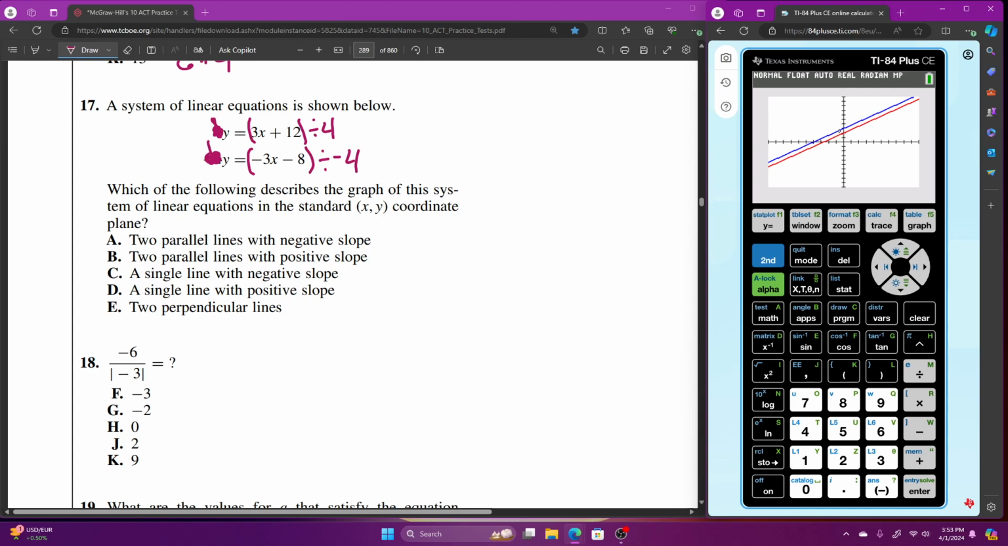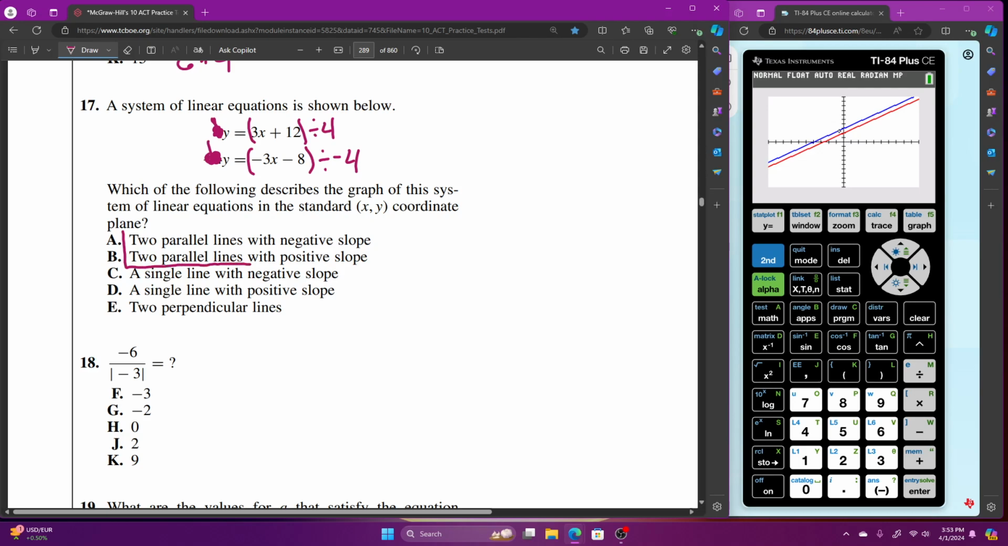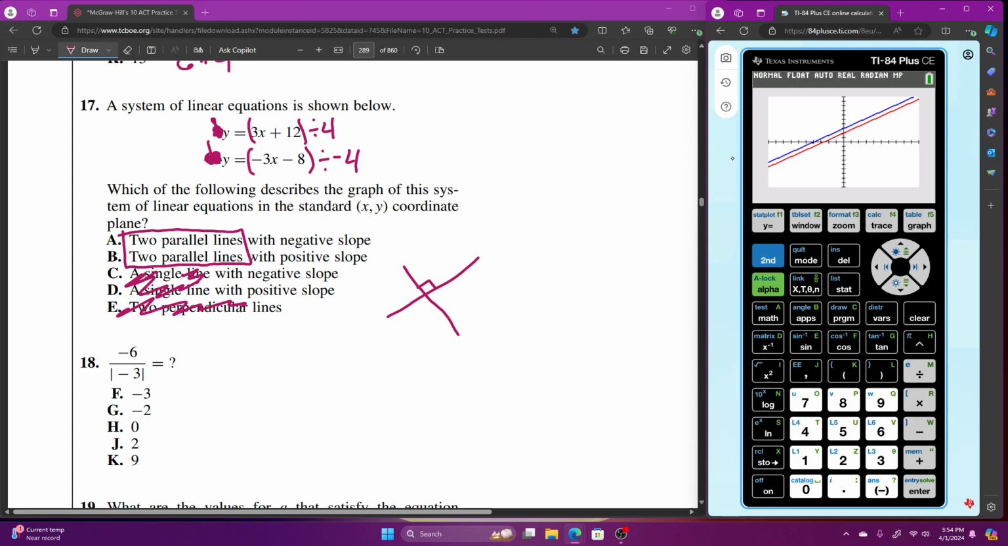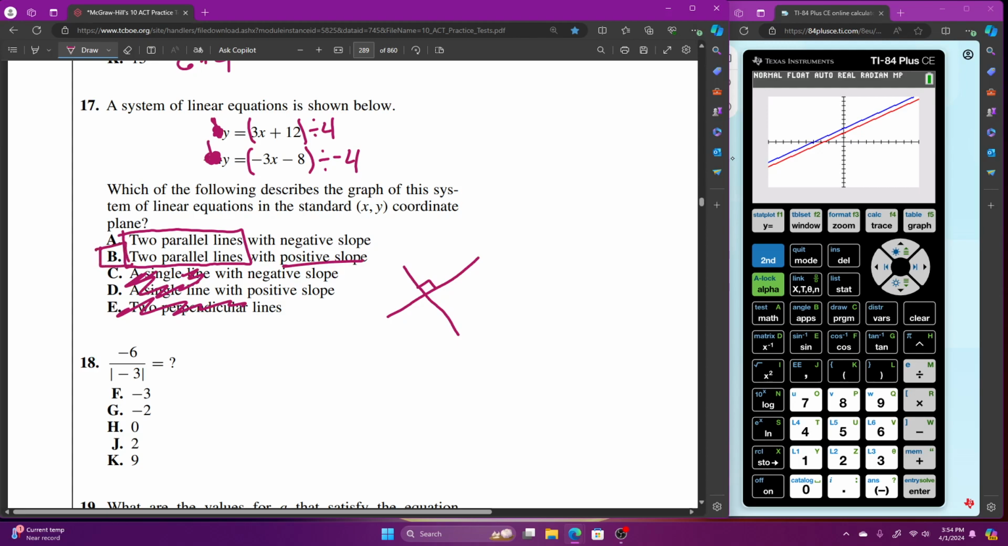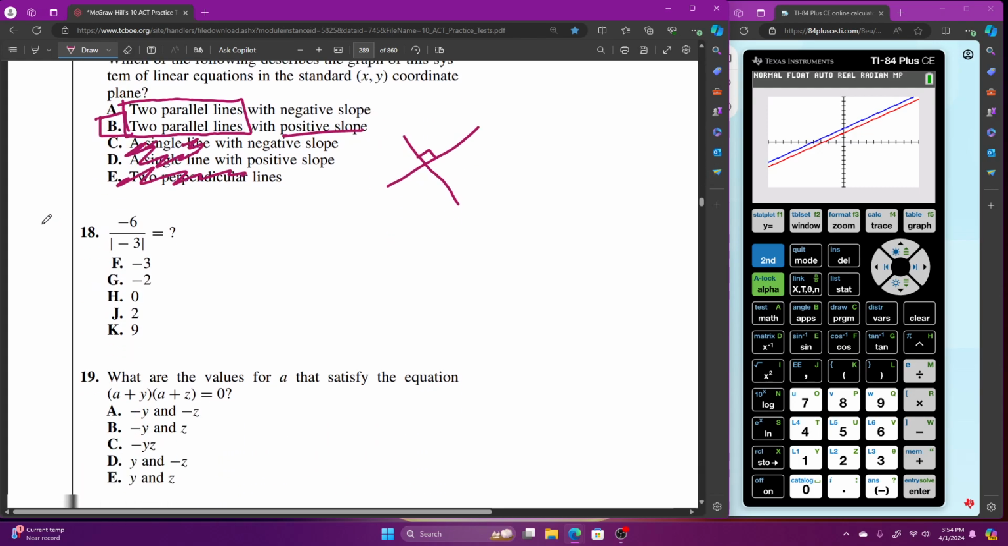Click graph, and we can see our two lines. And they are two parallel lines. They're not a single line. They're not perpendicular. Remember, perpendicular lines would meet at an intersection of 90 degrees, so they're not perpendicular, they are parallel. And the slope of my lines, the bunny is hopping up the mountain, so it's a positive slope. Our correct answer is B.